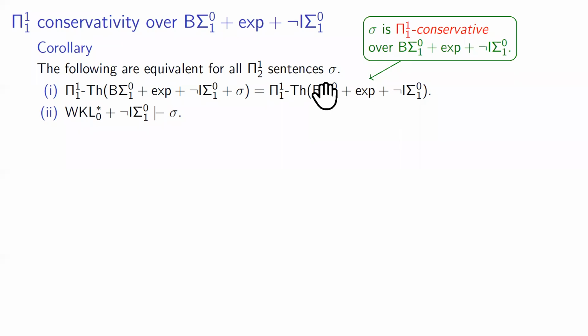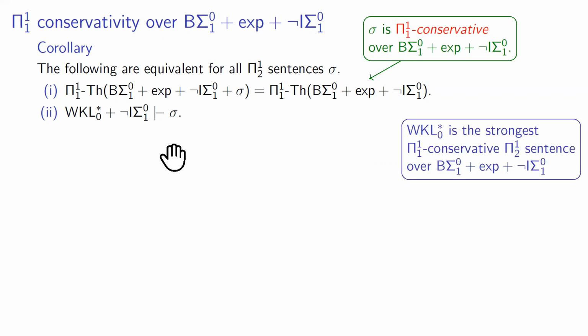From the quantifier elimination result, the model theoretic lemma, we get this equivalence, this criterion for Π^1_1 conservativity over the theory BΣ^0_1 plus exp plus not IΣ^0_1. This is true precisely when WKL0* plus not IΣ^0_1 proves this sentence. We saw from Simpson-Smith essentially that WKL0* plus not IΣ^0_1 is Π^1_1 conservative over BΣ^0_1 plus exp plus IΣ^0_1. So this tells us that WKL0* is the strongest Π^1_1 conservative Π^1_2 sentence over our theory, which usually doesn't happen for second order arithmetic, or for arithmetic in general.